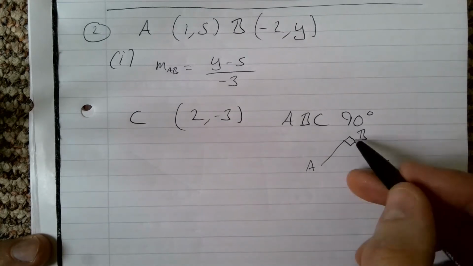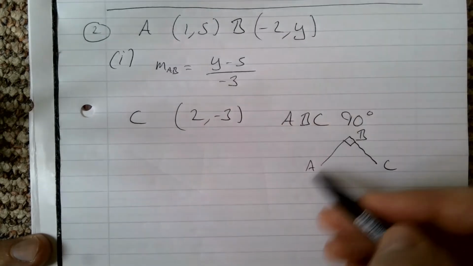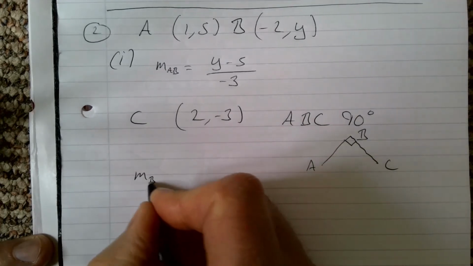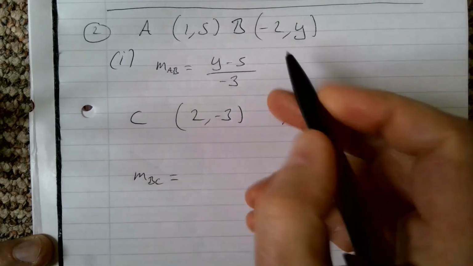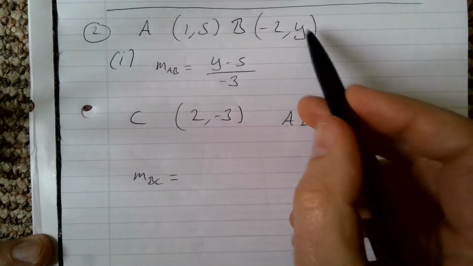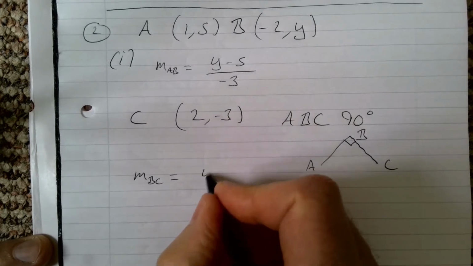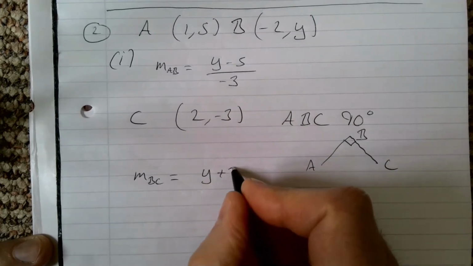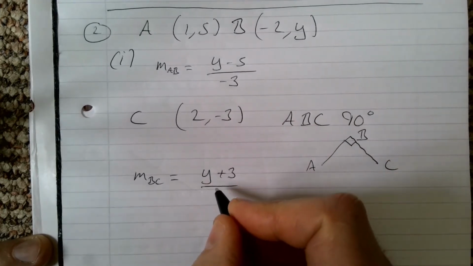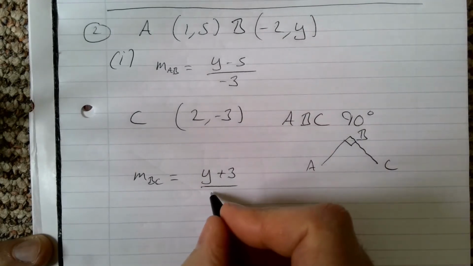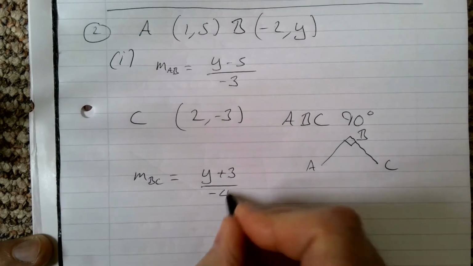So we want to work out the gradient of BC. We've worked out our gradient of AB. So our gradient of BC is going to be, let's see what way we'll do it, y2 minus y1. So it's going to be y minus minus 3, so y plus 3, all over x2 minus x1, and that's then going to be (y + 3)/(-4).